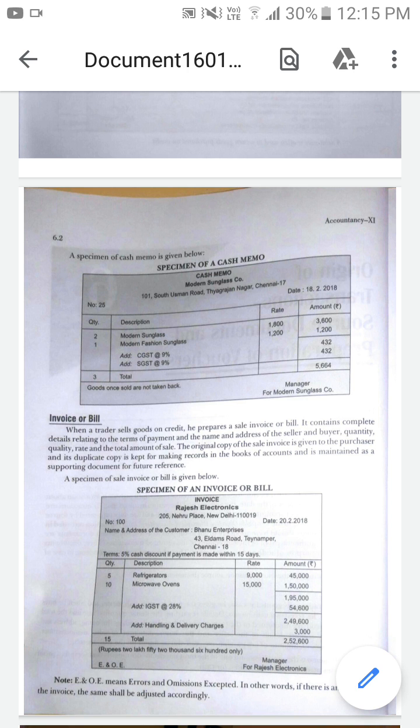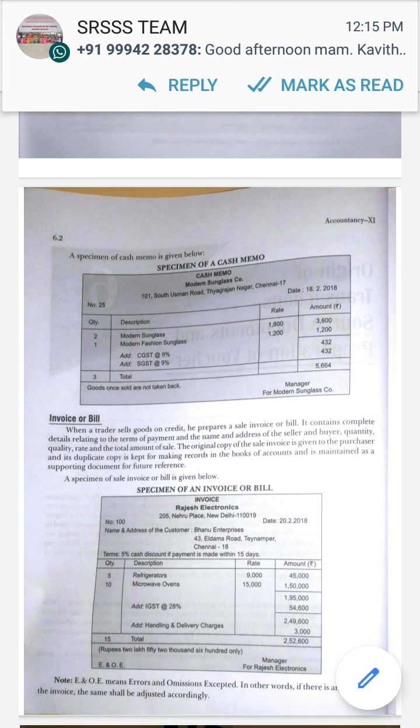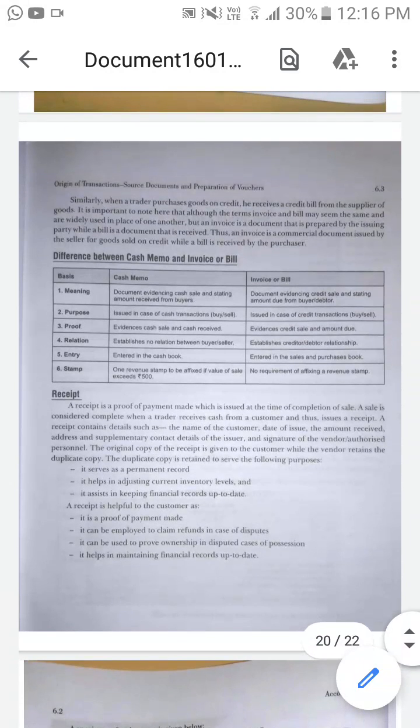Okay, so see that E and O.E, it is called errors and omissions excepted. E and O.E means errors and omissions excepted. So in other words, if there is any error in the invoice, the same shall be adjusted accordingly. This is the meaning of that. Understood? See the next one.